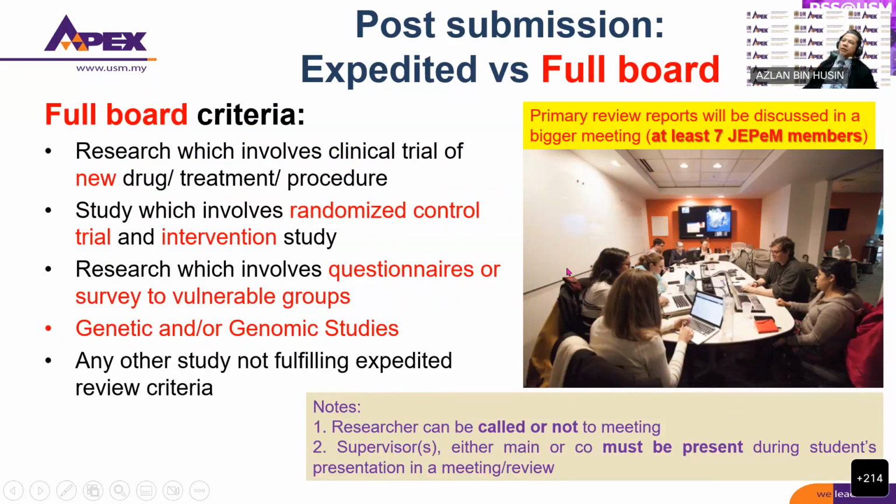So this is what we call full board review. This is the criteria. It is a kind of opposite of the criteria for expedited review. As you can see, there will be more panel members present during the full board. At the moment, our quorum is 7. So you need 7 members available during the full board review, as compared to only 2 for expedited review. It requires a lot of coordination and organization between the secretariat and the members, because everybody is busy.